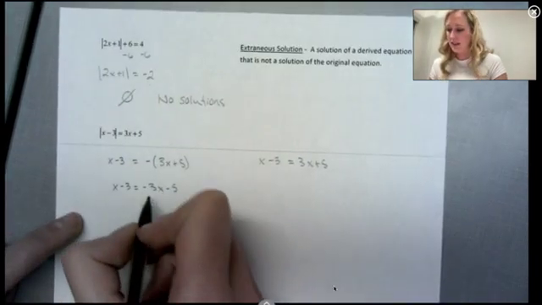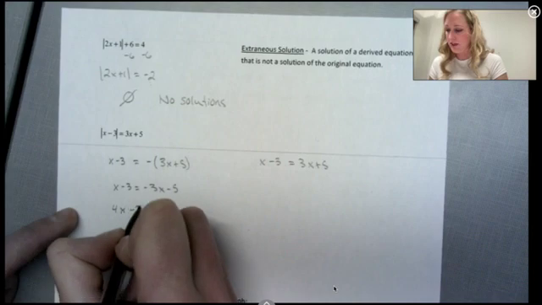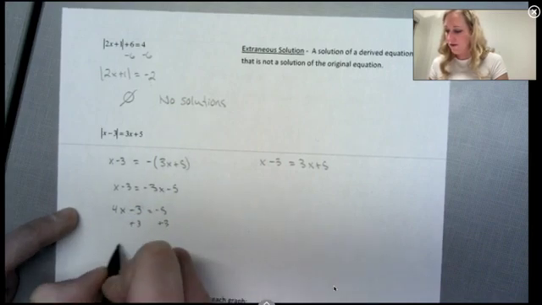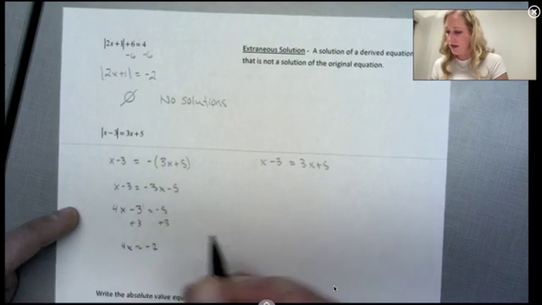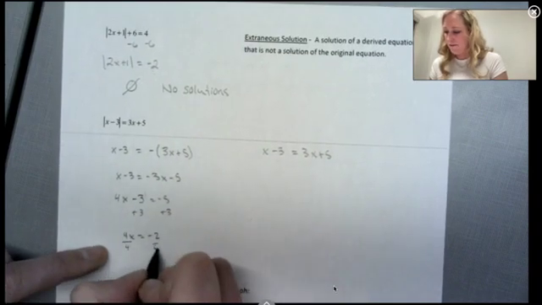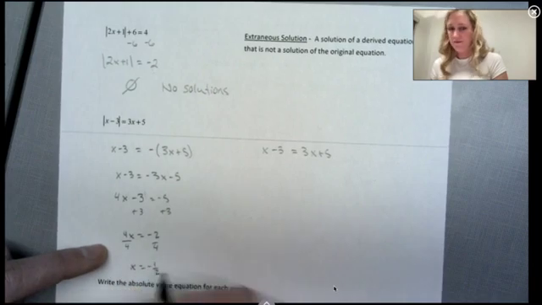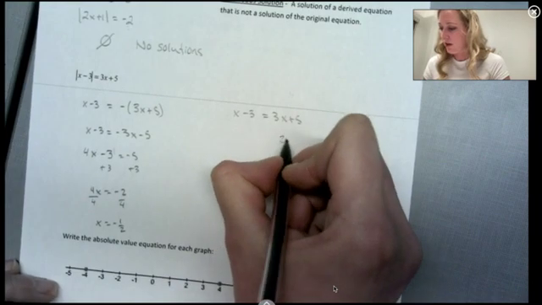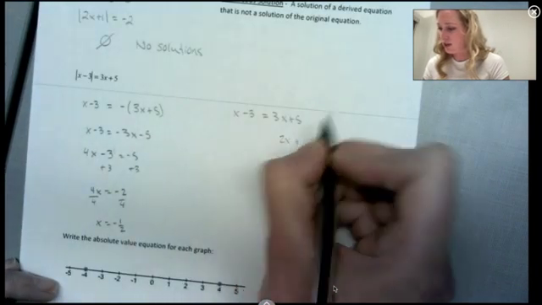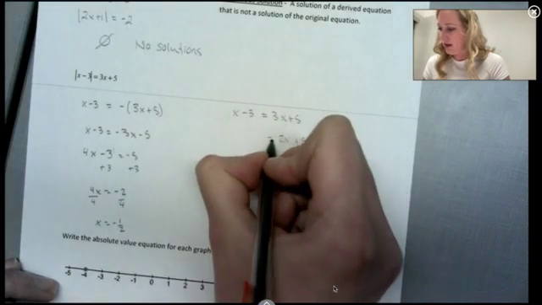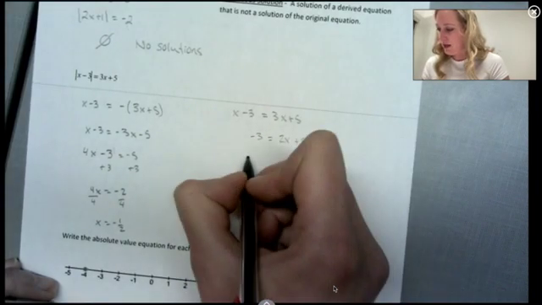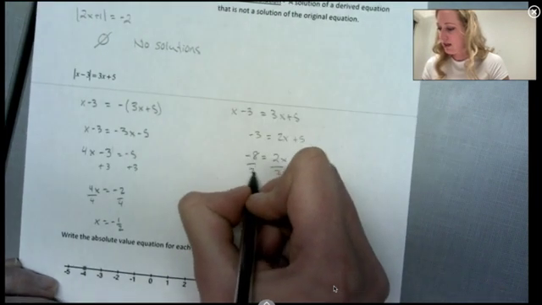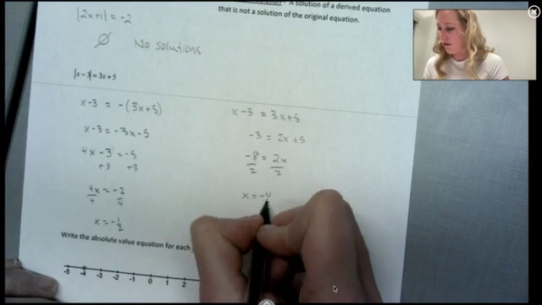Okay? So I'm going to get my x's together on one side, so I'm going to get 4x minus 3 equals negative 5. Add 3, so I get 4x equals negative 2, and I'm going to divide by 4, x equals negative 1/2, okay? Here I'm going to get my x's on one side as well, so I'm going to go the other way. I'm going to subtract x, so I got 2x plus 5 equals negative 3. Negative 8 after I subtract 5 is 2x. So x equals negative 1/4.